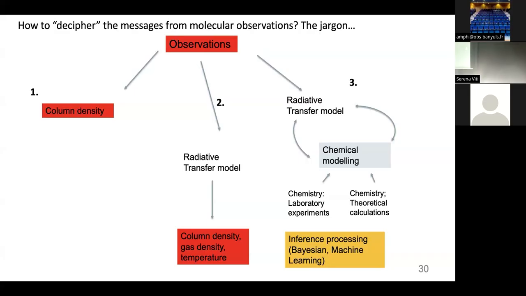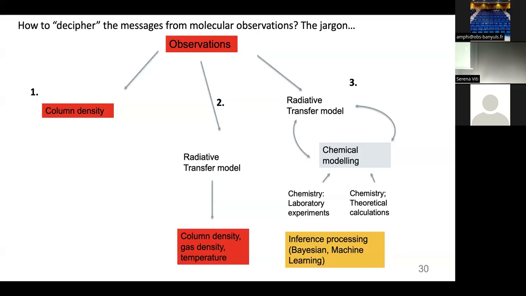They take their observations, say CO. They quickly determine how much CO there is. They get a column density, which is essentially a measure of the amount of CO that you have, and that's it. And then they put a cross on astrochemistry. They say, that's all I care about, right?